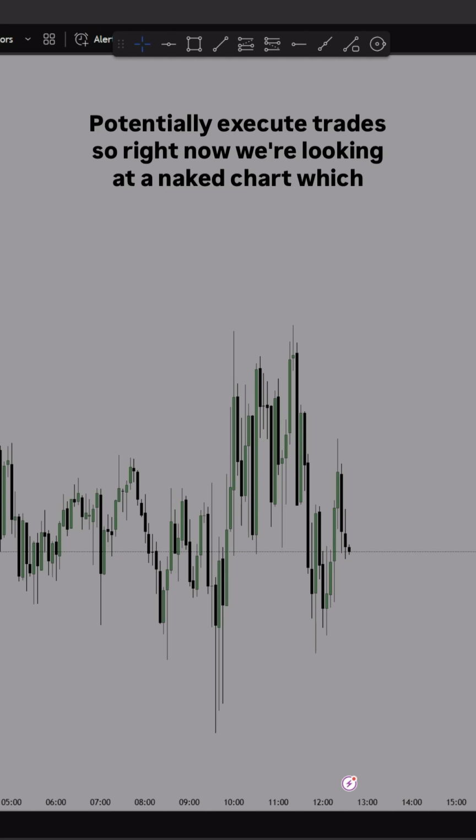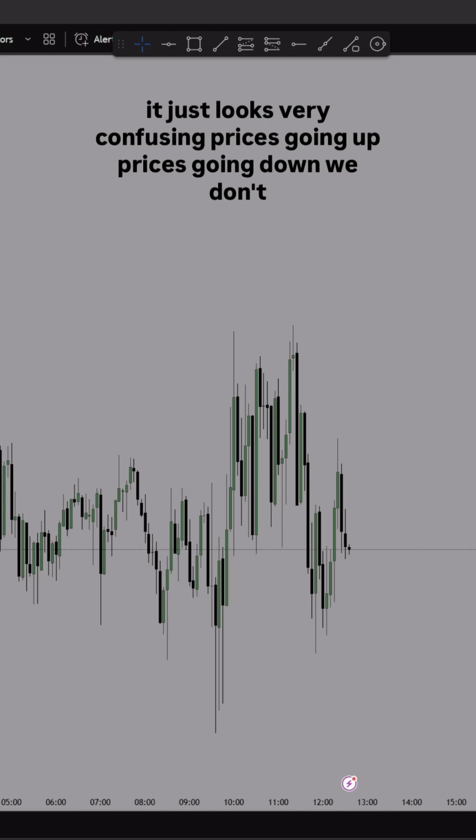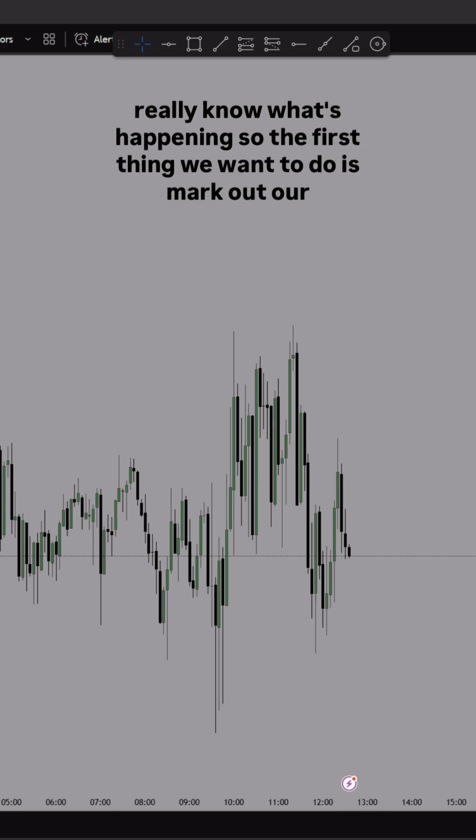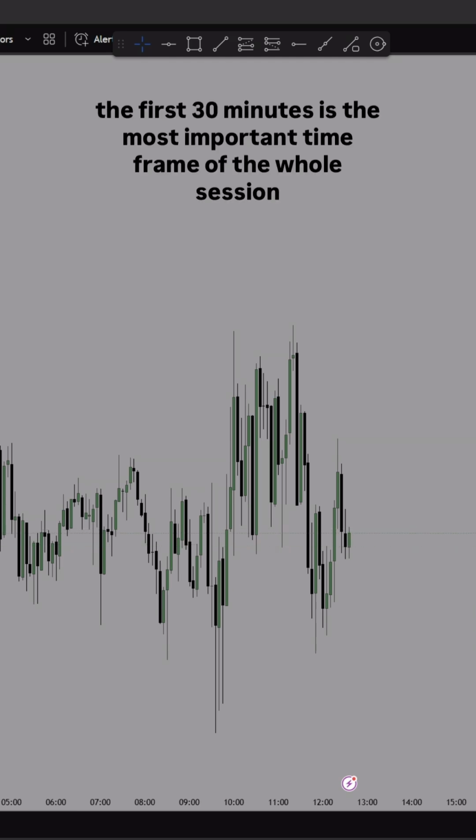So right now we're looking at a naked chart, which just looks very confusing. Prices going up, prices going down. We don't really know what's happening. So the first thing we want to do is mark out our opening range. The first 30 minutes is the most important time frame of the whole session.